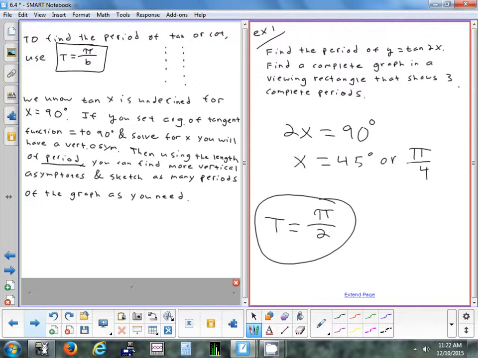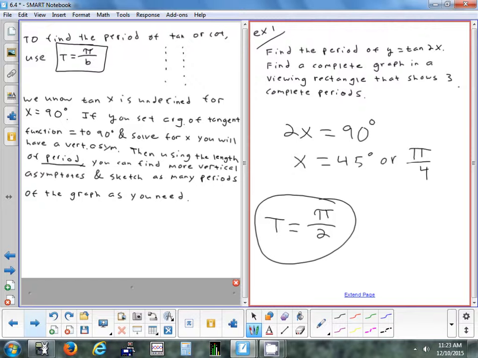This would be for 1 period. 3 pi over 2. And you do x-max minus x-min. Whatever values you pick, it has to be a difference of 3 pi over 2. And that will show 3 periods.